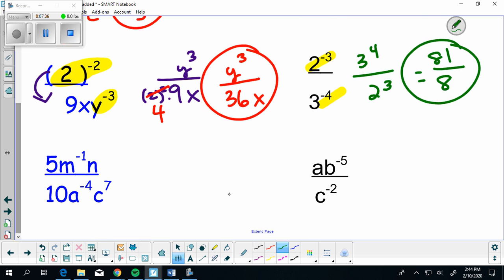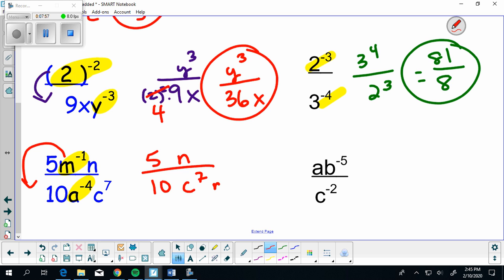We've got a little bit longer one here. So I want to move the m to the negative 1, and I want to move the a to the negative 4. The 5, the 10, the n, and the c are all perfectly fine where they are. So 5, n, 10, c to the 7. Okay, m to the negative 1 is going down to the bottom as m to the first, and a to the negative 4 is coming up top.